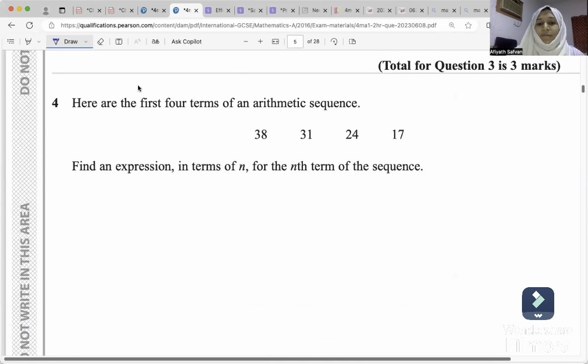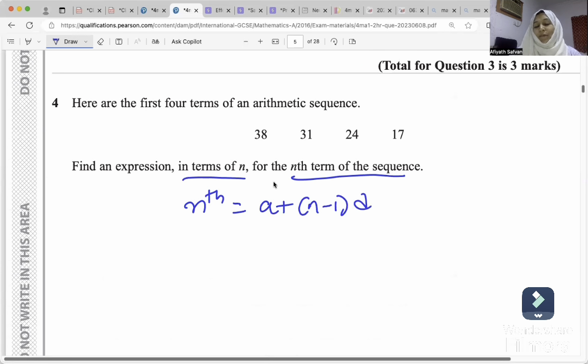Here are the first four terms of the arithmetic sequence. Find an expression in terms of n for the nth term of the sequence. We know that the nth term of the sequence is a plus n minus 1 into d. From the sequence, we have to list what is a. A is always your first term and d is always second minus first. Therefore, it is going to be 31 minus 38.